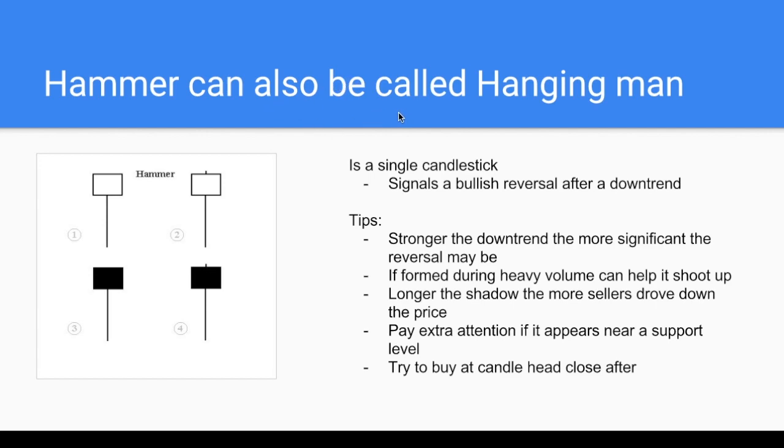Lastly is the hammer. It can also be called a hanging man. This is a signal in bullish reversals after a very strong downtrend. This is one of the few patterns where it's just one candlestick.